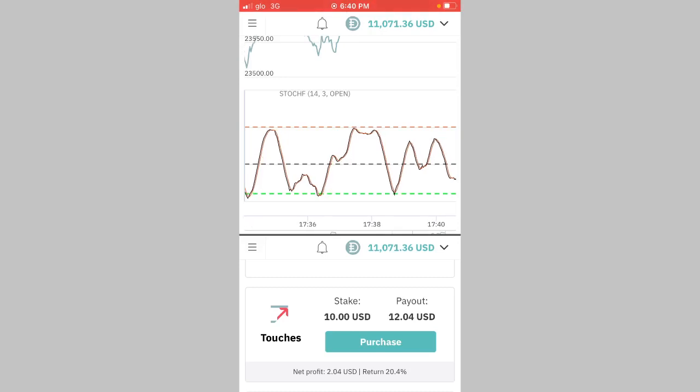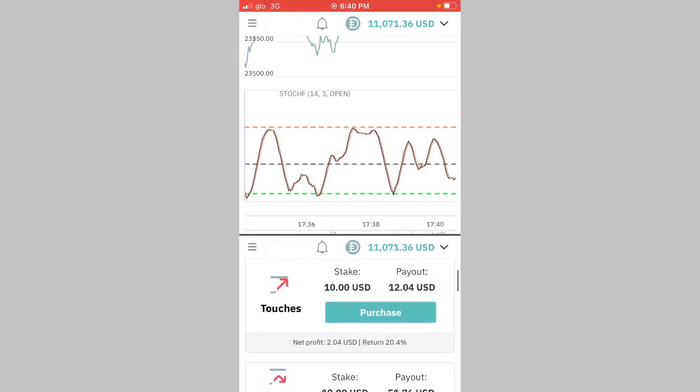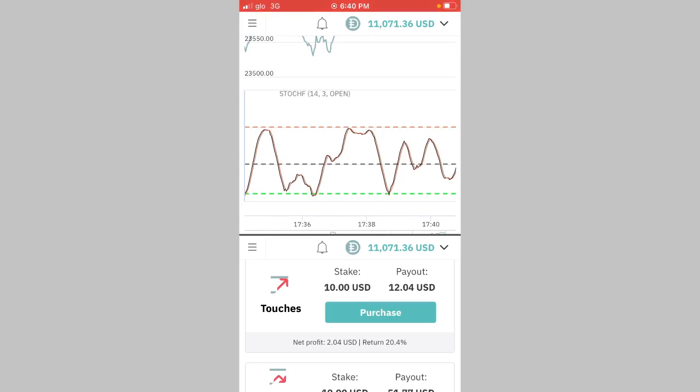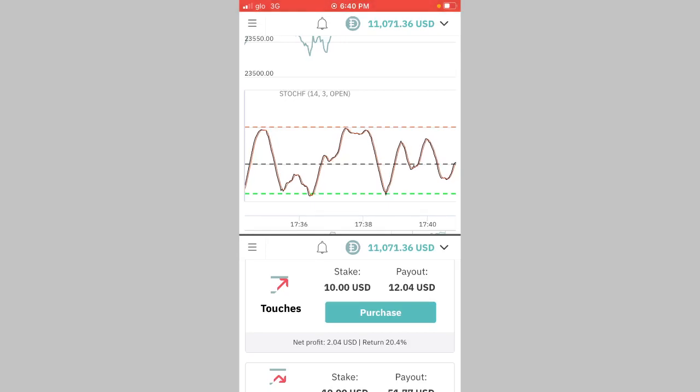So I'll wait for it to reach. And once it's reached, how do you know when to purchase? Once it's reached, you will see this red and black line moving. Once they touch the green line and cross and flip each other, then you purchase.